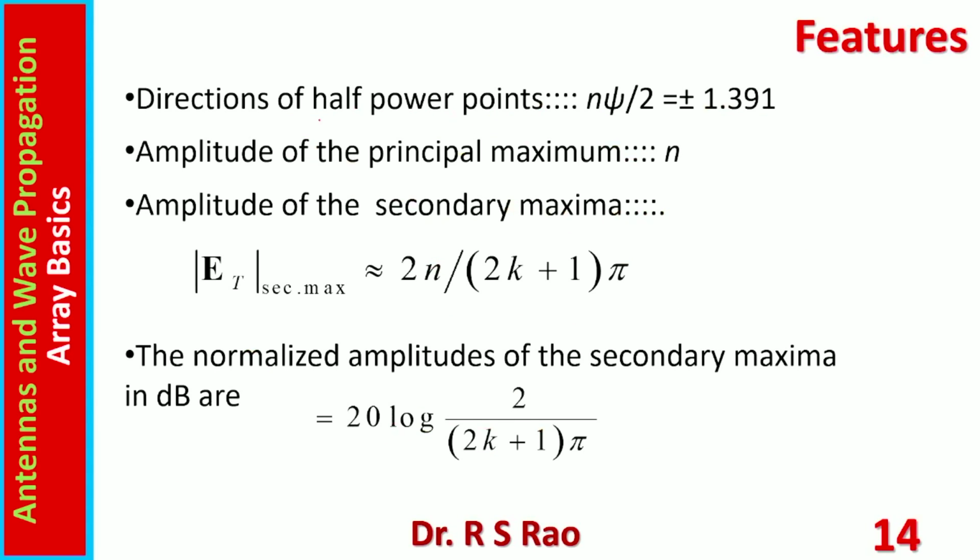Some more features. Directions of half power points: n psi over 2 is plus or minus 1.391. Amplitude of the principal maximum is n. Amplitude of secondary maxima is given by 2n over (2k plus 1) pi. Normalized amplitudes of secondary maxima in dB are 20 log of 2 by (2k plus 1) pi.